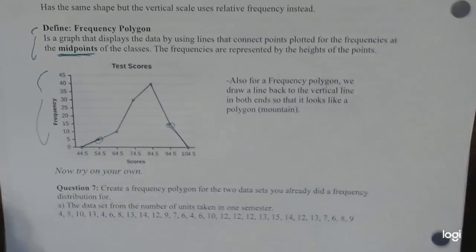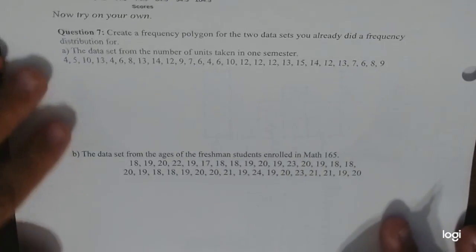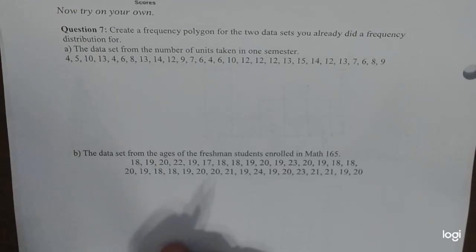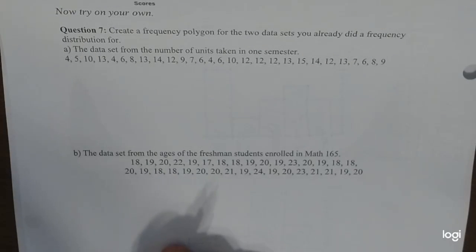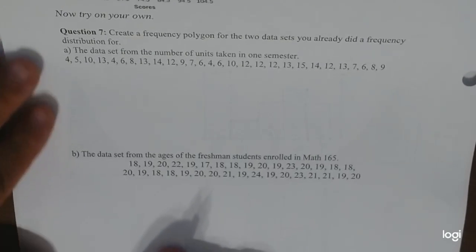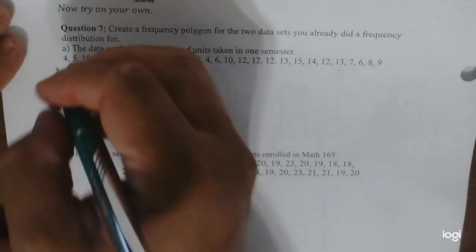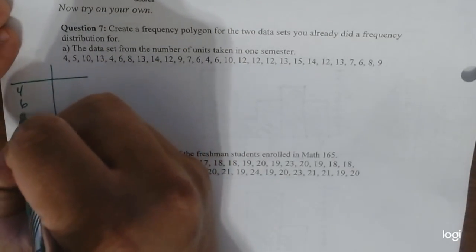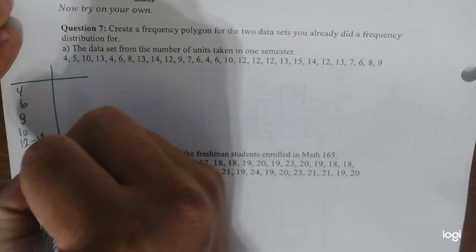Okay, so let's try one out so we can see what's going on. Again, let's go back to our friend, the number of units. Now we want to create a frequency polygon based off this, right? So now we want to find the midpoints of those classes. Going back a little bit, we need to find the midpoints of it, so I'll just quickly do that. So we had 4, 6, 8, 10, 12.